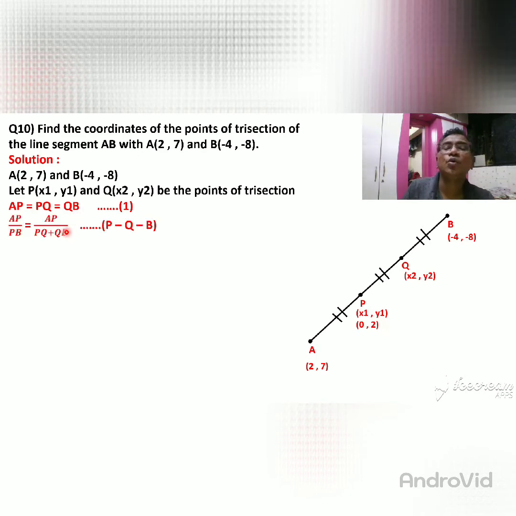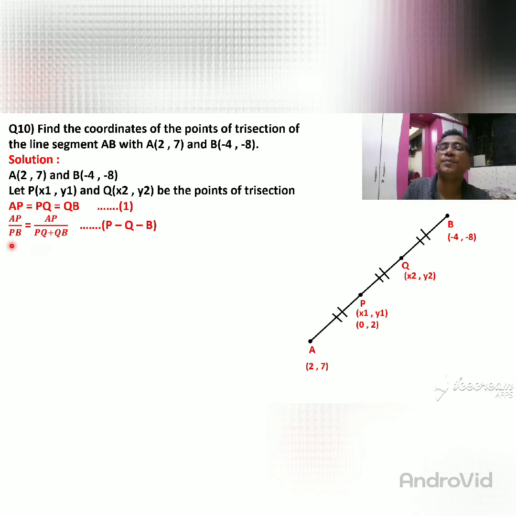Then see what happened. We take AP divided by PB. Here is AP divided by PB. AP has no value of its own, it has no points, so AP remains as it is. I write AP as it is.